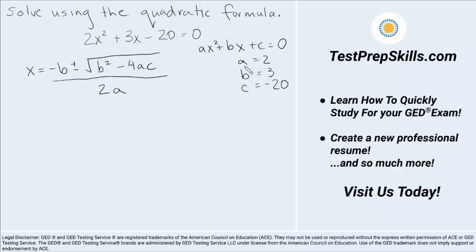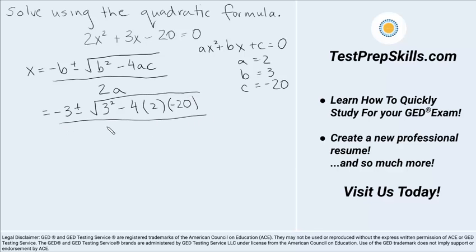So now we have our values for a, b, and c. We can go ahead and plug these in and then solve this. So b is 3. We have negative 3 plus or minus the square root of b squared, that's 3 squared, minus 4 times a, which is 2, times c, which is negative 20. And that whole thing is divided by 2a, where a is 2.